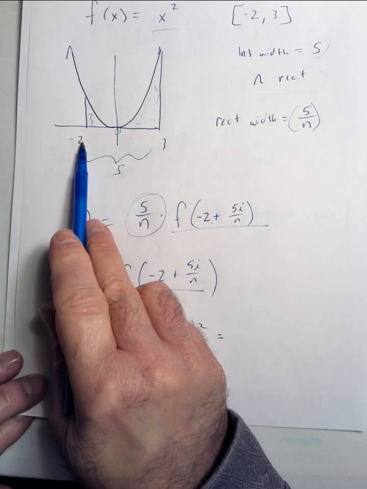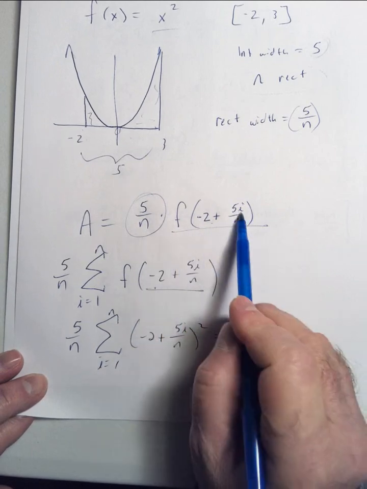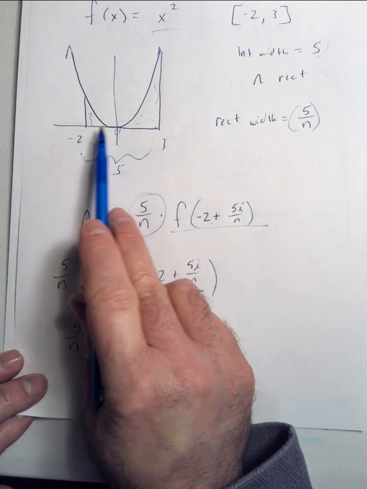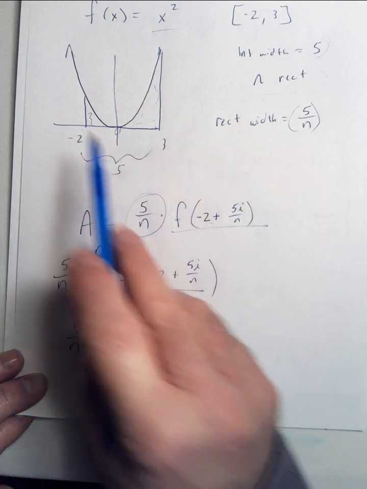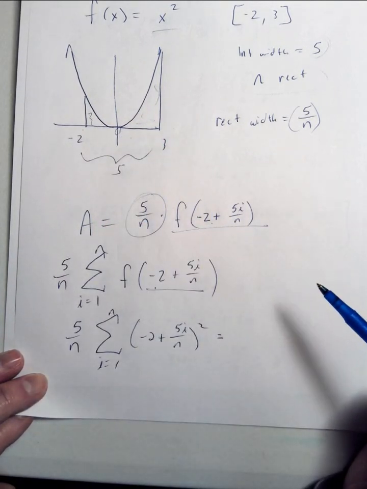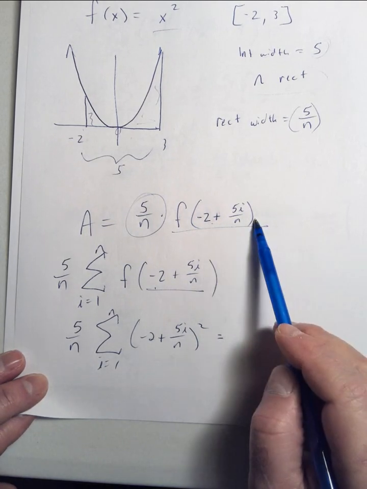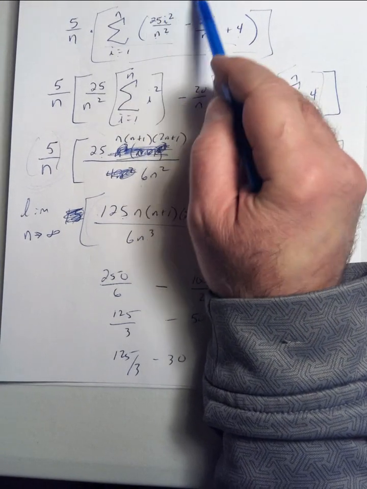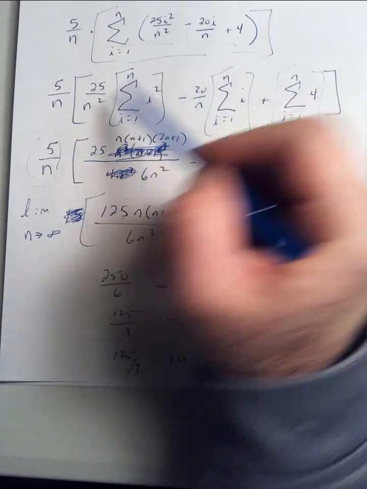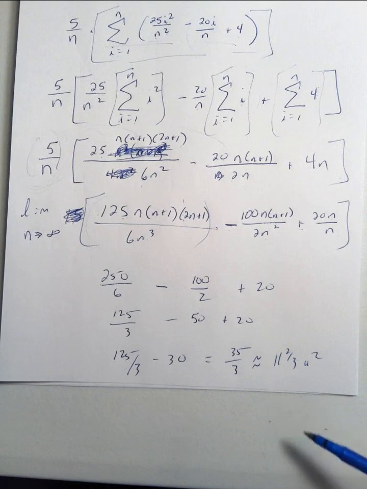So I start at -2, add 1 width, right? Then I go -2 and I add 2 widths. And I go -2 and I add 3 widths, etc. And that takes me all the way up until I get to the right endpoint of my interval. So we set this up. Then we had to plug it into the function, and then we can start our summation process and then look at our limit.